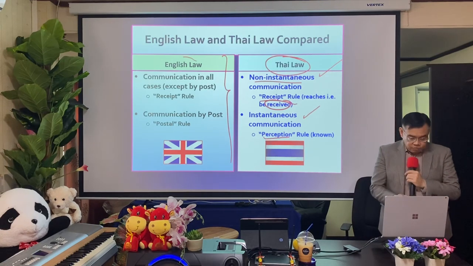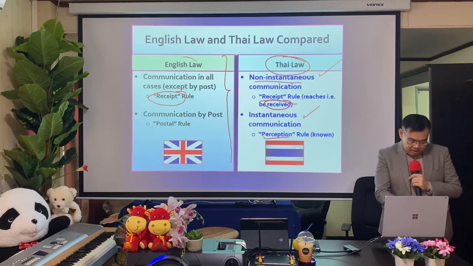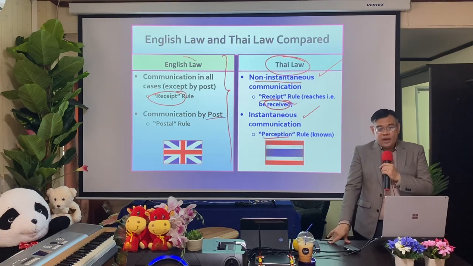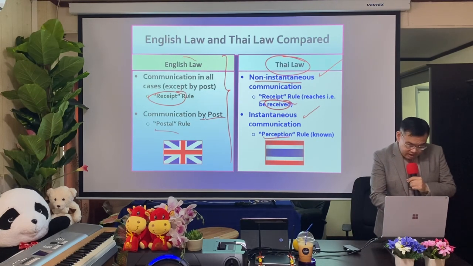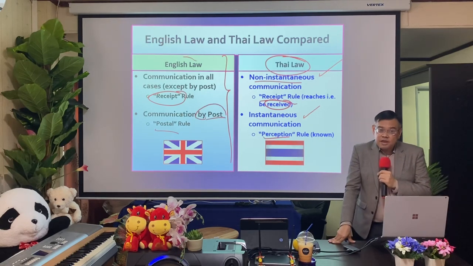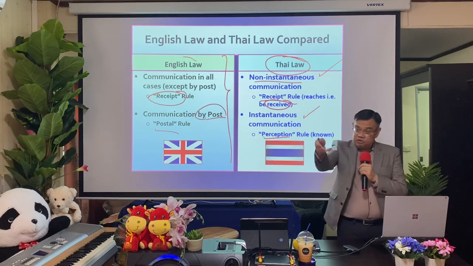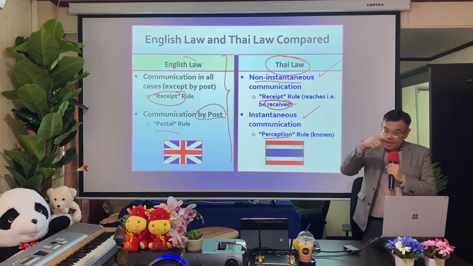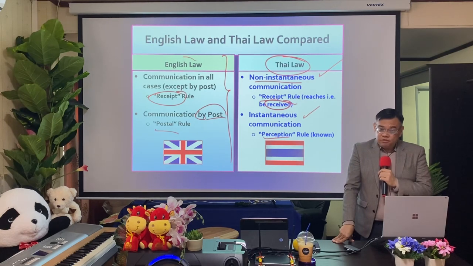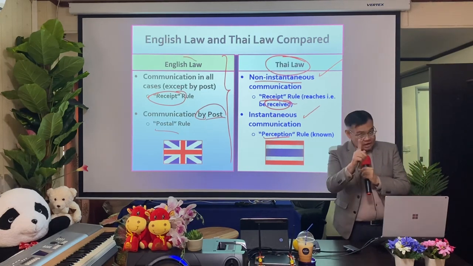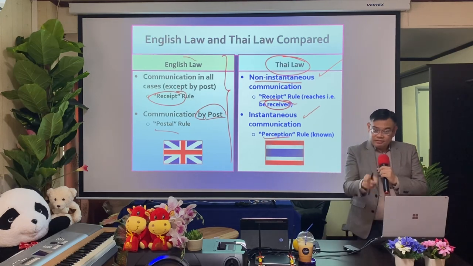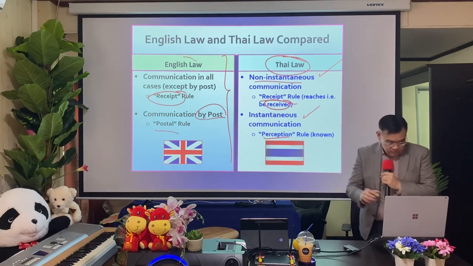In English law, the default rule is the received rule, except in the case where an acceptance is made by post. In this case, when acceptance is made by post, the acceptance will be effective when it is posted. When I say it is made by post, that means it is made by the Royal Mail service. If A wants to accept B's offer, and A asks somebody to carry a letter, that is not communication by post. That is subject to the default rule, i.e. the receipt rule.